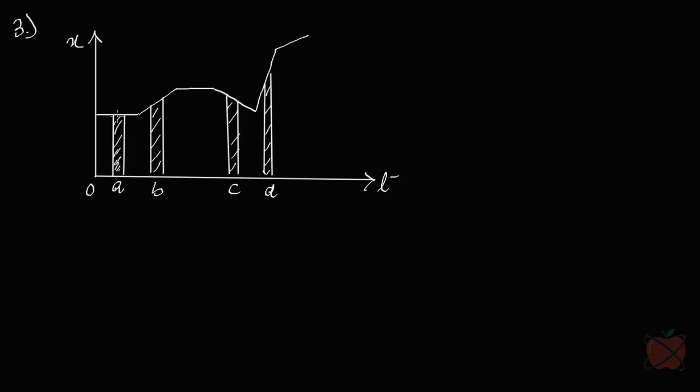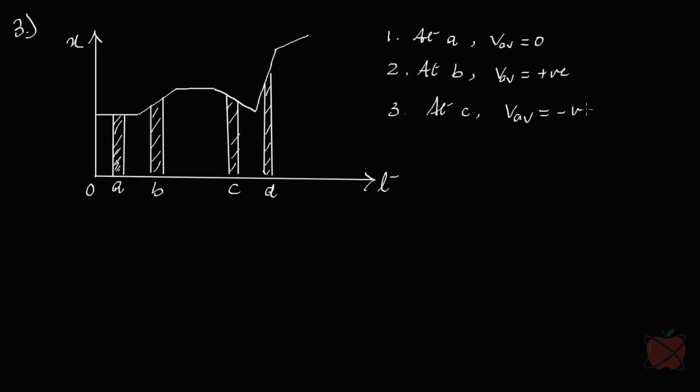At this point, if you look here, the graph is flat, right? So that means there is no slope. So at interval A, what is the average velocity here? The average velocity here will be 0. At interval B, the average velocity will be positive. Why? Because you can see that this part is going up. Yes, it is a positive slope. At C, I think you know what it is. At C, the average velocity will be negative.